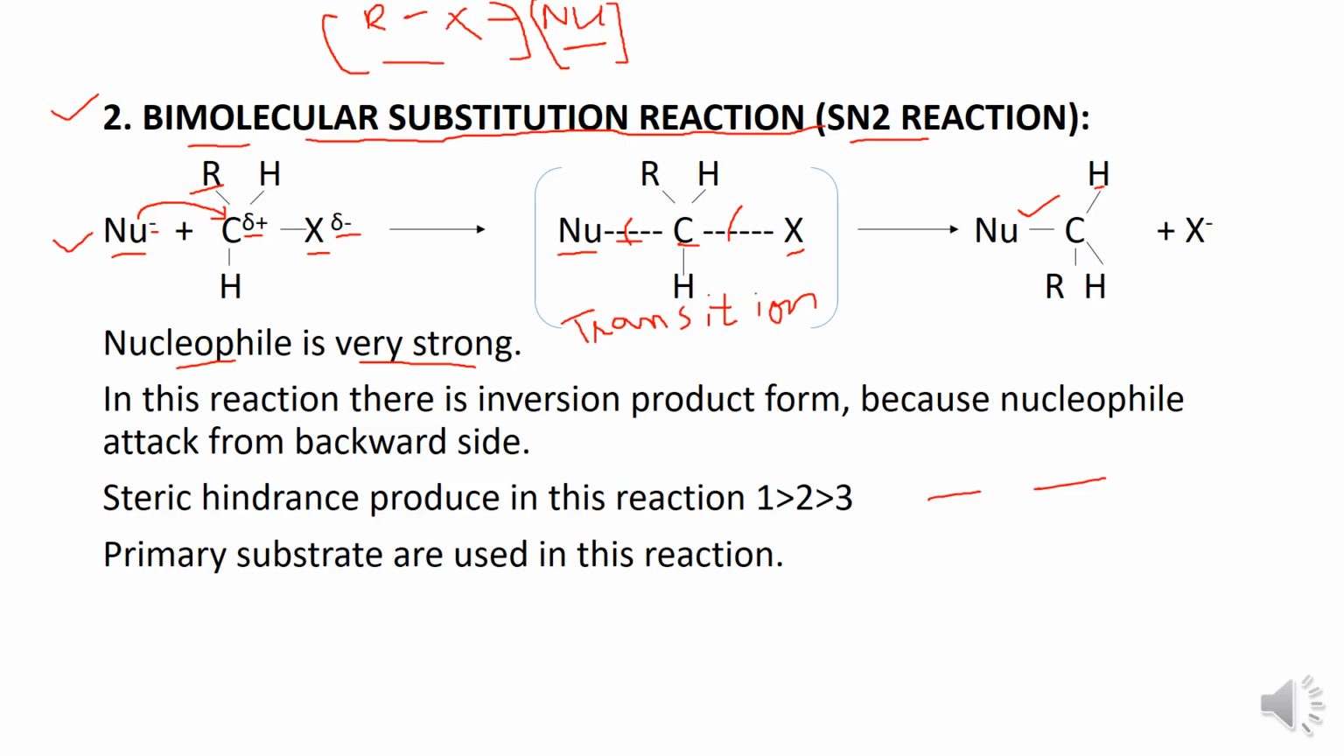There is steric hindrance produced in this reaction: 1 degree, 2 degree, 3 degree. This reaction proceeds, or we can say this reaction is strong, when 1 degree carbon is greater than 2 degree carbon, and 2 degree carbon is greater than 3 degree carbon.